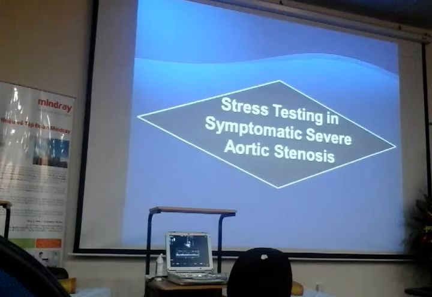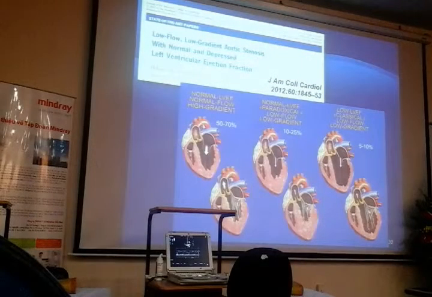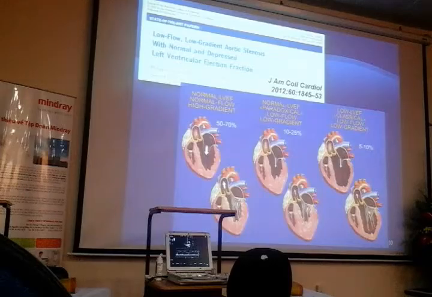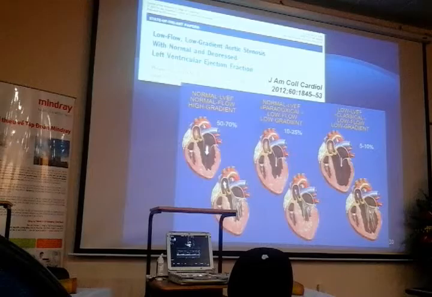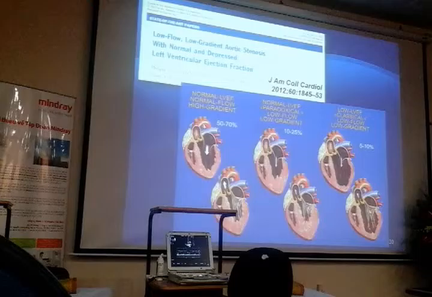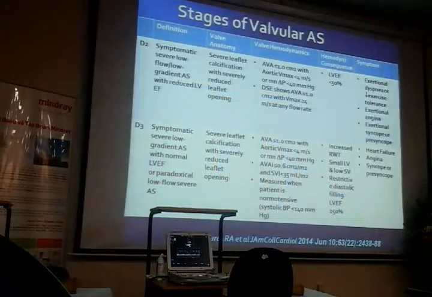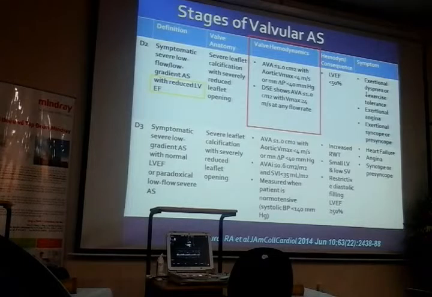So what about symptomatic severe aortic stenosis? There's really only one indication in the setting of symptoms that we may perform a stress echo, and it would be a dobutamine stress echo. And that's related to patients that have a reduced ejection fraction with low flow, low gradient, roughly 5 to 10% of the population of patients that we will see with severe aortic stenosis. So again, that is in our new American guidelines, the D2 classification with reduced ejection fraction.